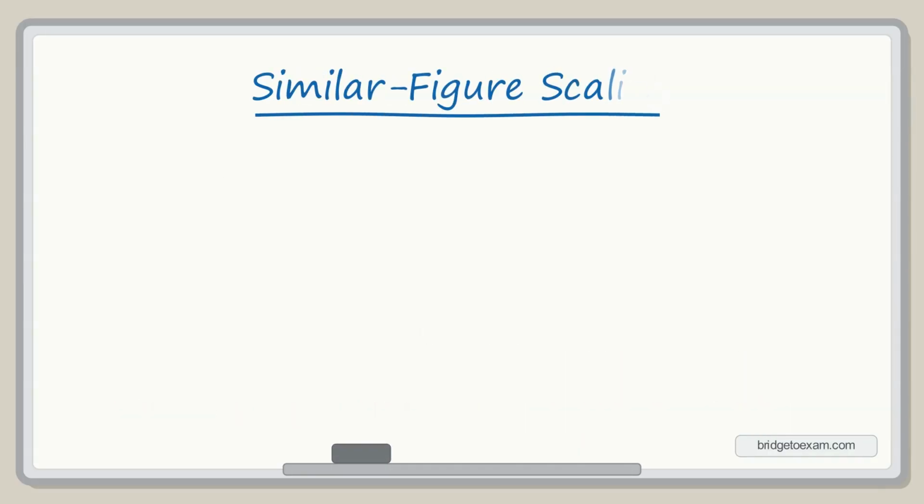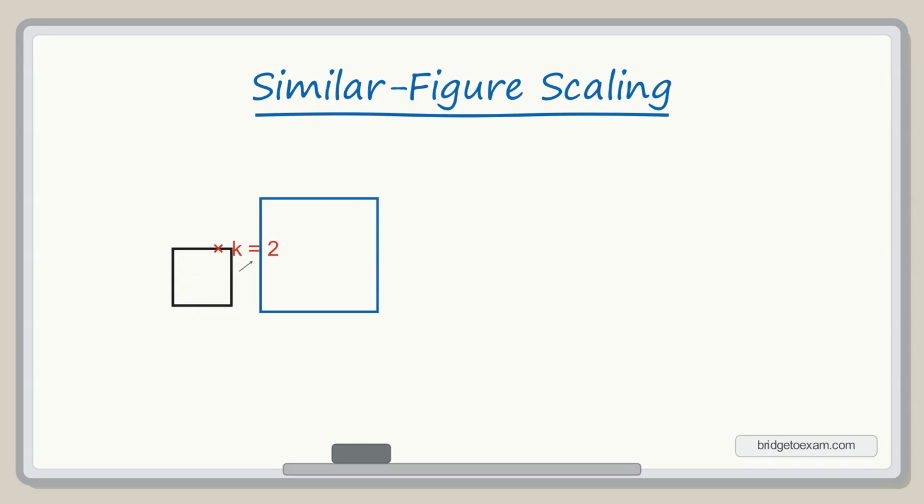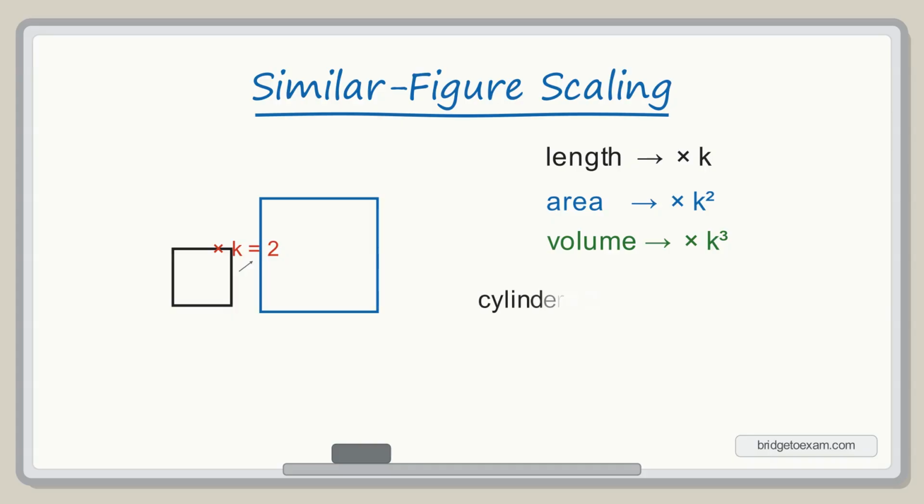When 2 figures are similar, one linear scale factor k controls everything. Here, the bigger square is twice the smaller, so k is 2. Lengths scale by k, but areas scale by k squared, because area has 2 dimensions, and volumes scale by k cubed, 3 dimensions. So 2 cylinders with radii 2 to 1 have volumes 8 to 1. If the small one is 20 pi, the big one is 160 pi.